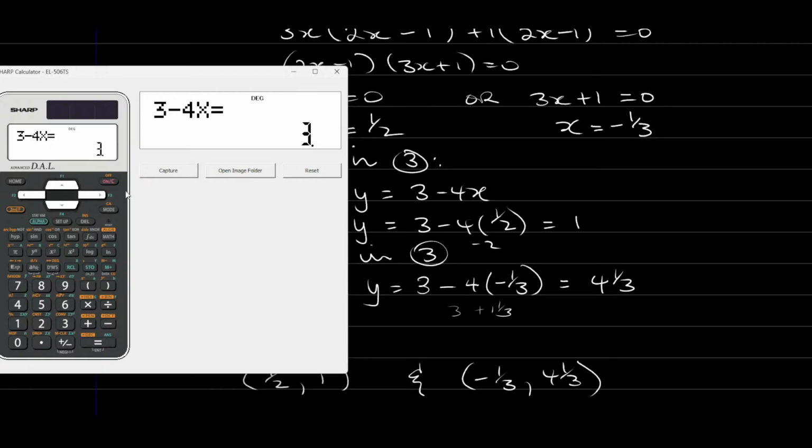We're going to have a half first, so 1 over 2, and we're going to store that on x. We go back up to the equation, press equal, and we get 1, which is what we did get. Then we do the same thing again with negative a third. So we have negative 1 over 3, store that on x, go back up to the equation, press equal, and we get 4 and 1/3, so it works out correctly.